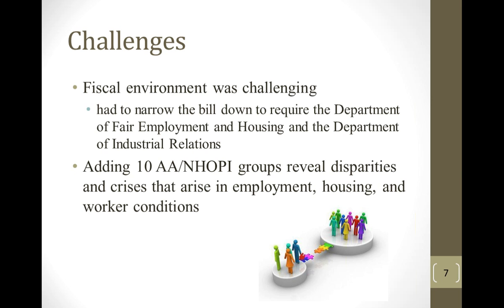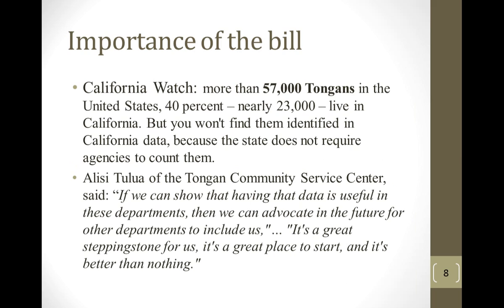Next slide. A recent article in California Watch spoke about the importance of the bill, specifically to the Tongan community, which would be one of the 10 additional groups that are included in the data collected by two state agencies. It is highlighted that of the more than 57,000 Tongans in the United States, 50% or nearly 23,000 live in California. But you won't find them identified in California data because the state does not require agencies to count them until now.